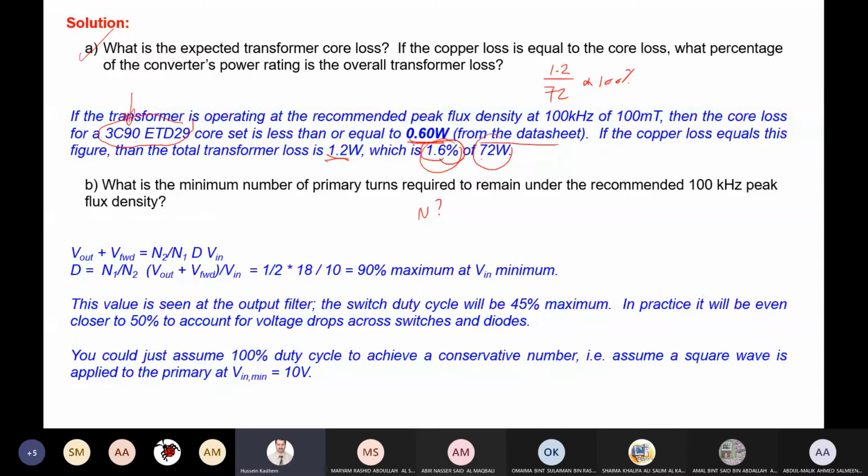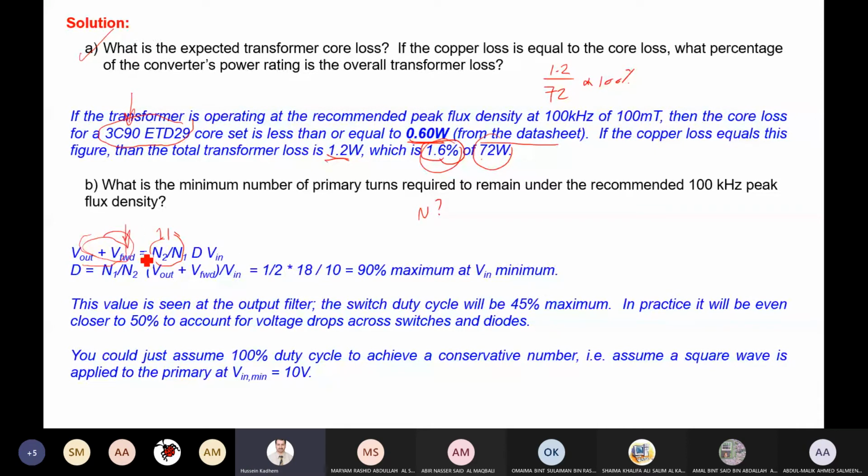Now D is, as you remember, this is a push-pull converter. So the output equals N2 over N1 times D times the input. It's stepping down. So N1 to N2 is known to me, this is 2 to 1. And the output is known to me. Input, then can I find it? Yes, I can find it directly.